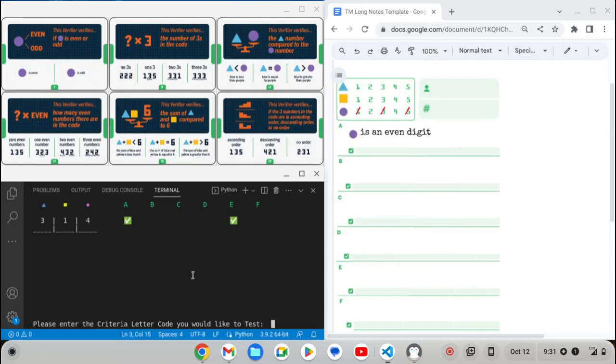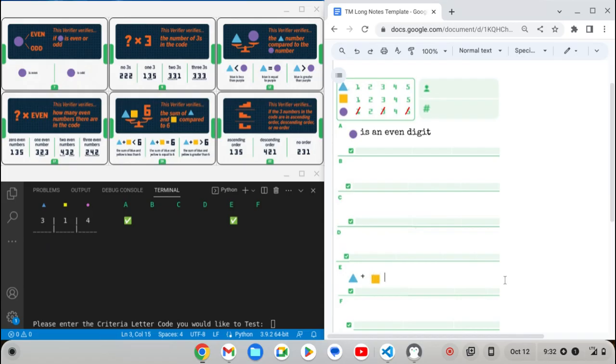Okay, so the sum of the first 2 digits must be less than 6. So if you look at my proposal, 3 plus 1 is 4, and 4 is less than 6. So it's actually true that the sum of the first 2 digits, triangle and square, should be less than 6. So that is criteria card E. So we'll state that triangle plus square should be less than 6.